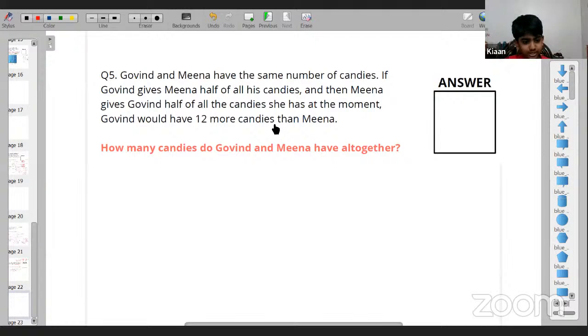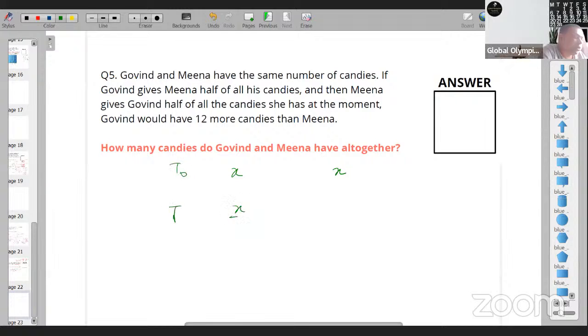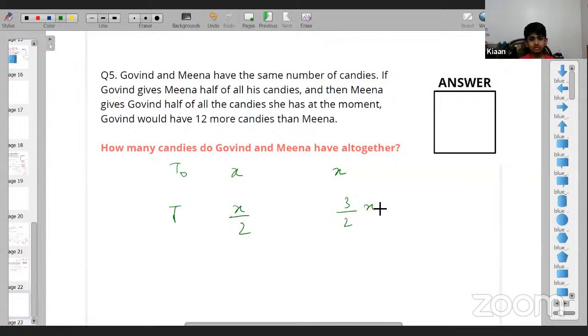Sir, I got the answer as 48. So explain to me how did you go about it? Sir, first, let us assume that Govind and Meena each have X candies. Govind gives Meena half of all his candies, so X becomes X by 2 on Govind's side, and Meena has 3/2 of X. Then Meena gives half of all the candy she has right now, so it becomes 3/4 of X.